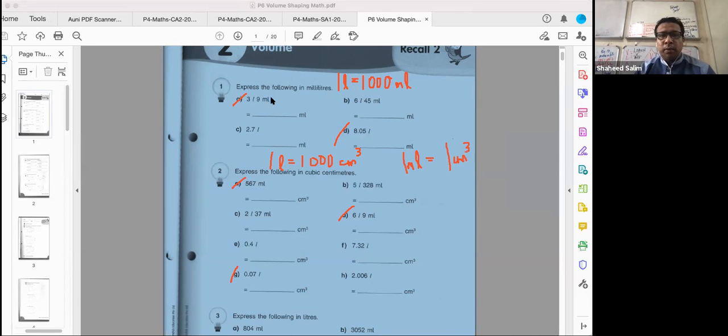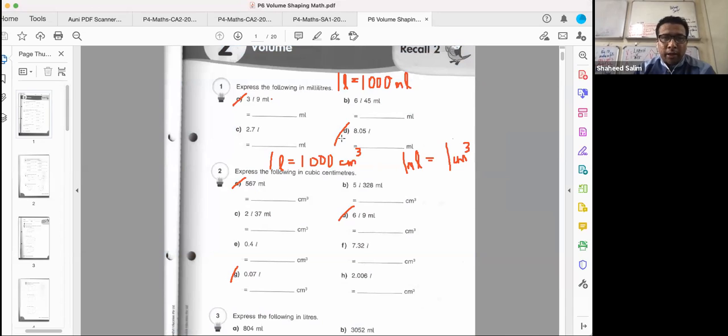So Darwish, what was the first one? Okay, I need to just stop for a while. The rest carry on. 1 liter is 1,000 ml. 3 liters is how many thousand? 3,000. So Darwish, you try number B now. 6,000.